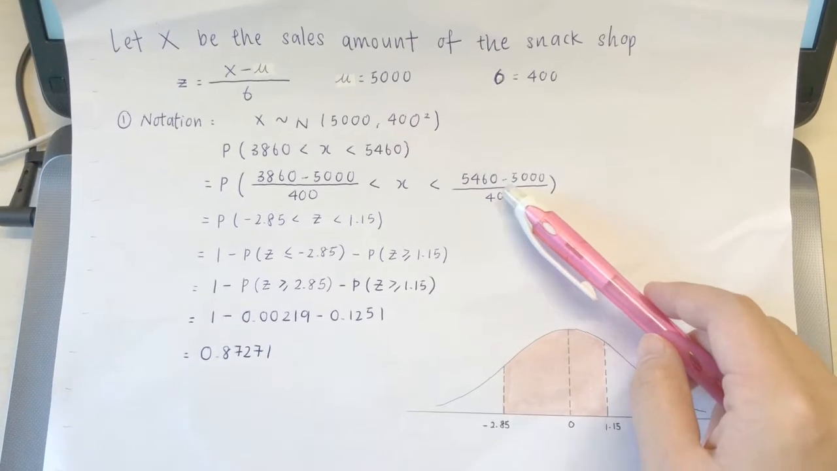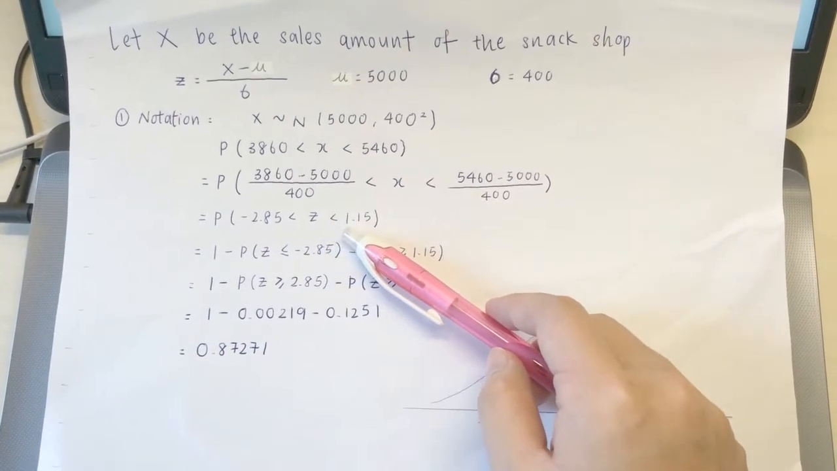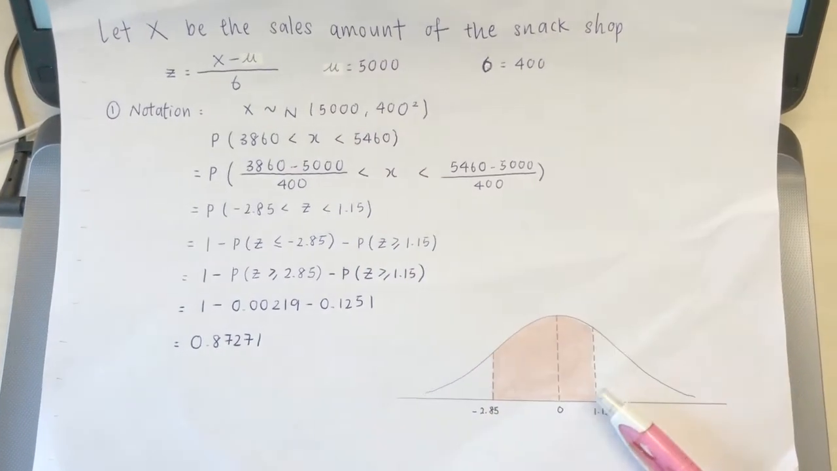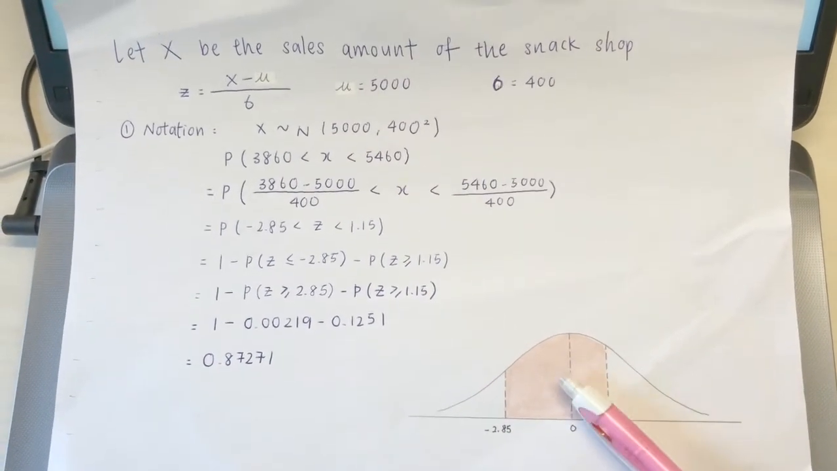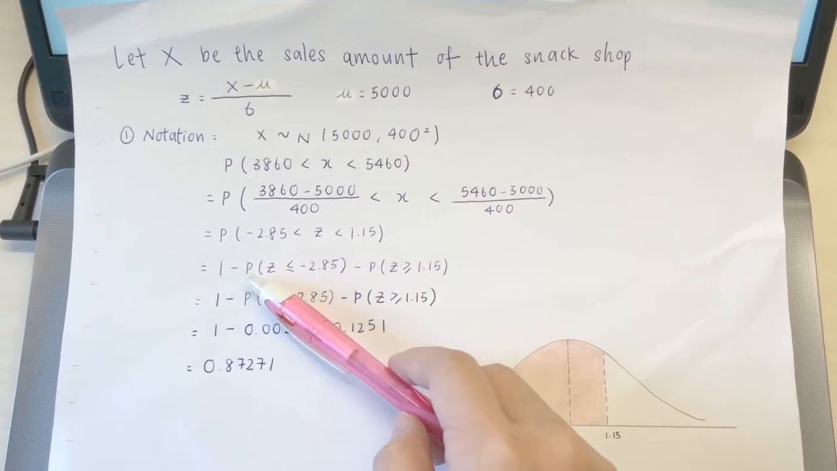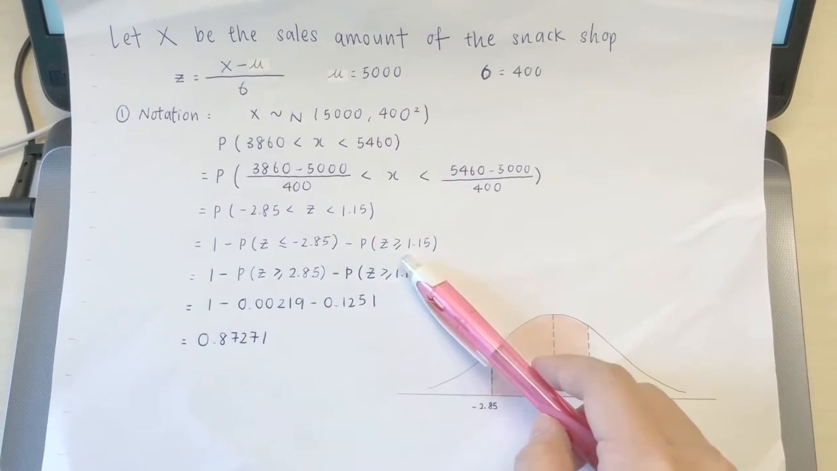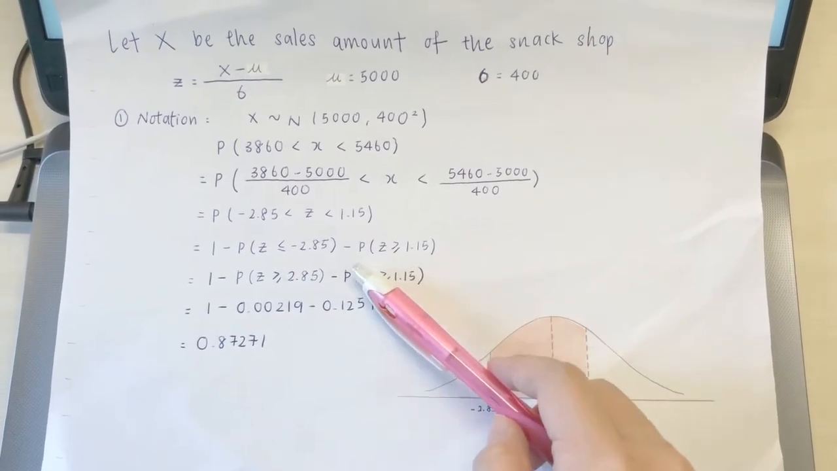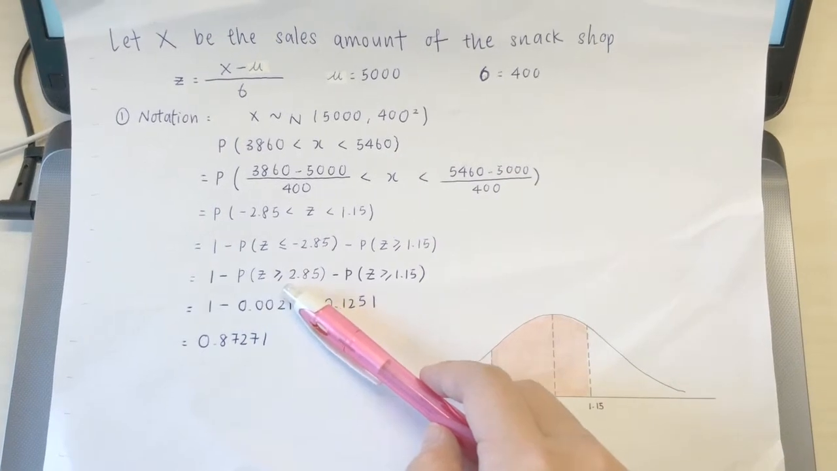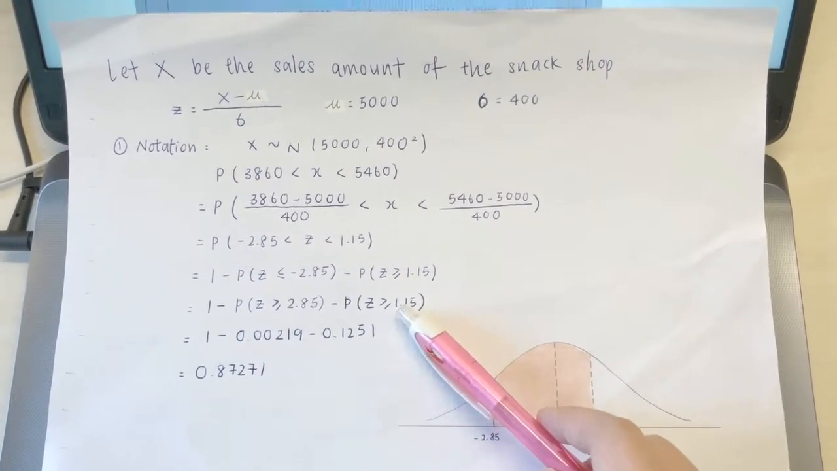Through simple calculation, you get Z larger than negative 2.85 but smaller than 1.15, which is shown in the graph. We should find the probability of the shaded region. So we take 1 minus P(Z smaller than negative 2.85) minus P(Z larger than 1.15), which is similar to 1 minus P(Z larger than positive 2.85) minus P(Z larger than 1.15).